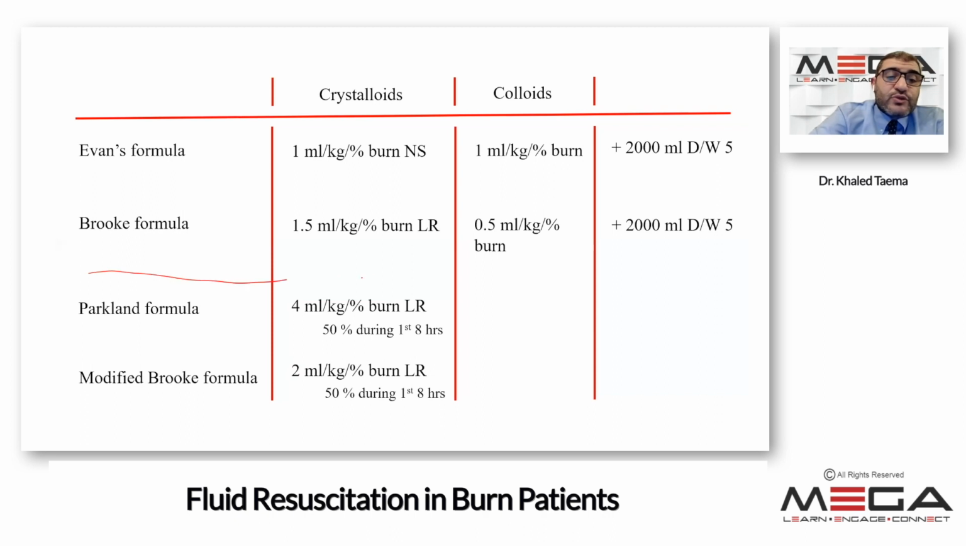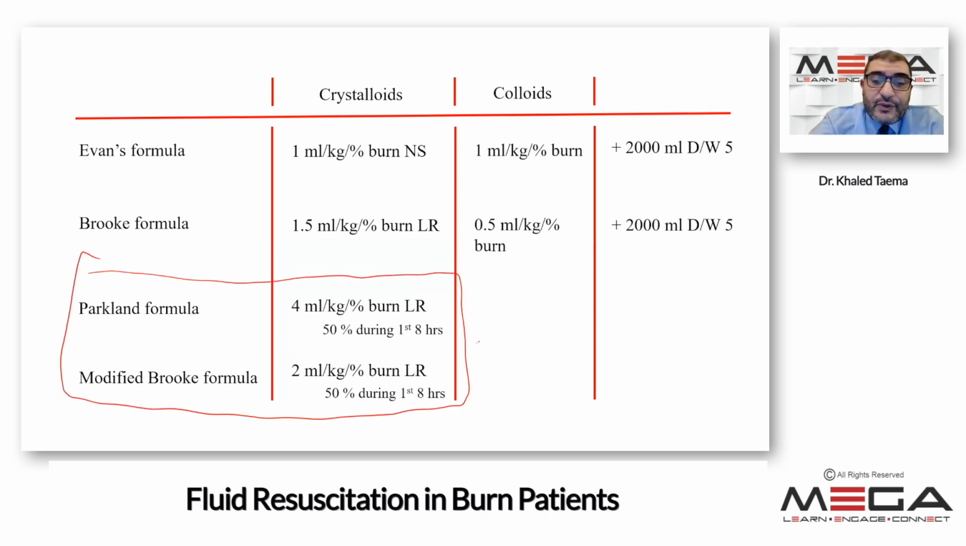The most commonly used formulas nowadays are the Parkland and the modified Brooks formula, and they usually state that if the formula is not set, the volume of resuscitation is 2 to 4 cc per kg body weight per percent surface burn area.